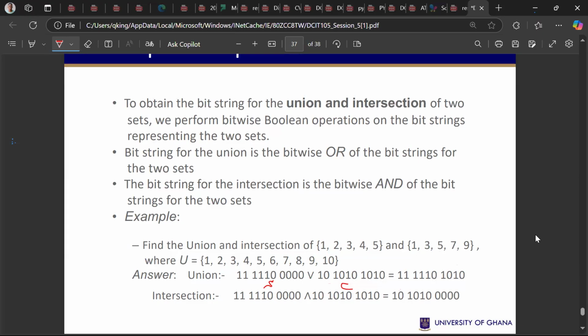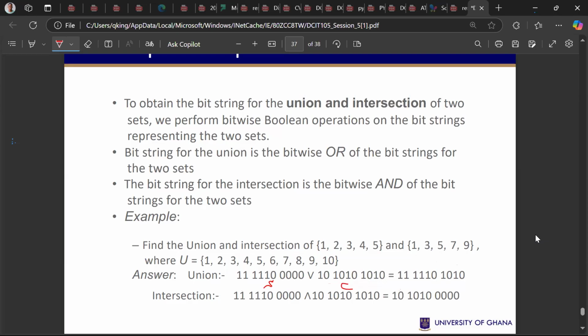And I already said that for the union, at least one member of the element should be true, or else when they are both false, they should be false. So since I've seen 1 and 0 against a 1 there, that means that your final answer should be 1. Then you move on to the next step of number, that is 1.